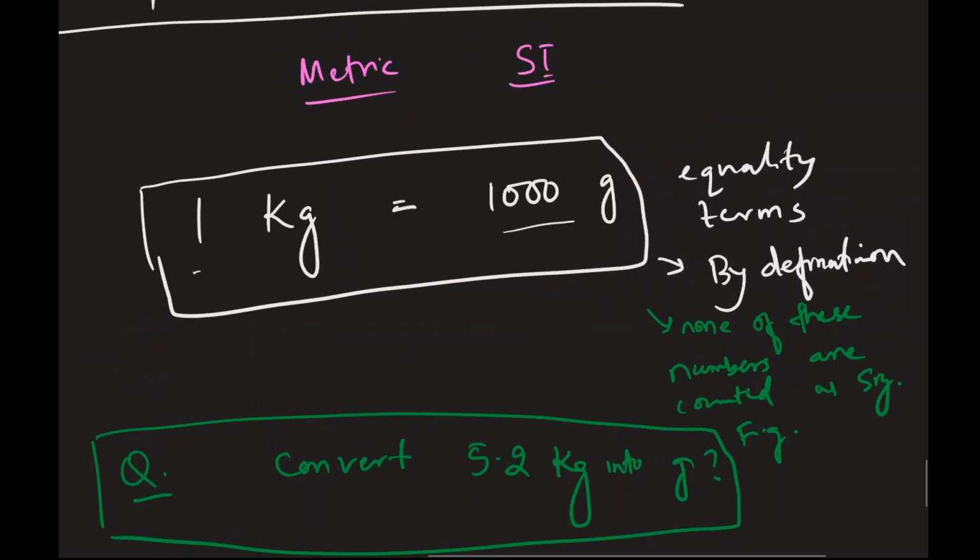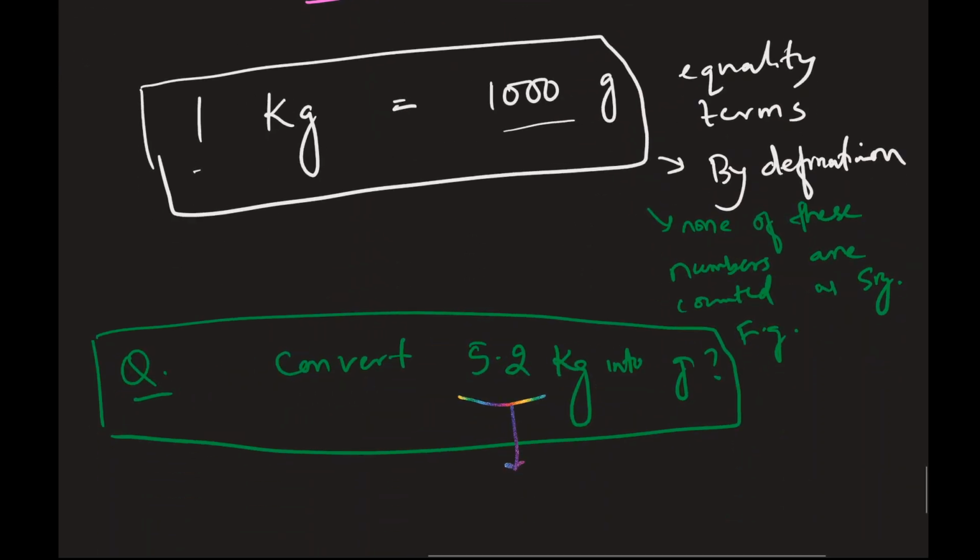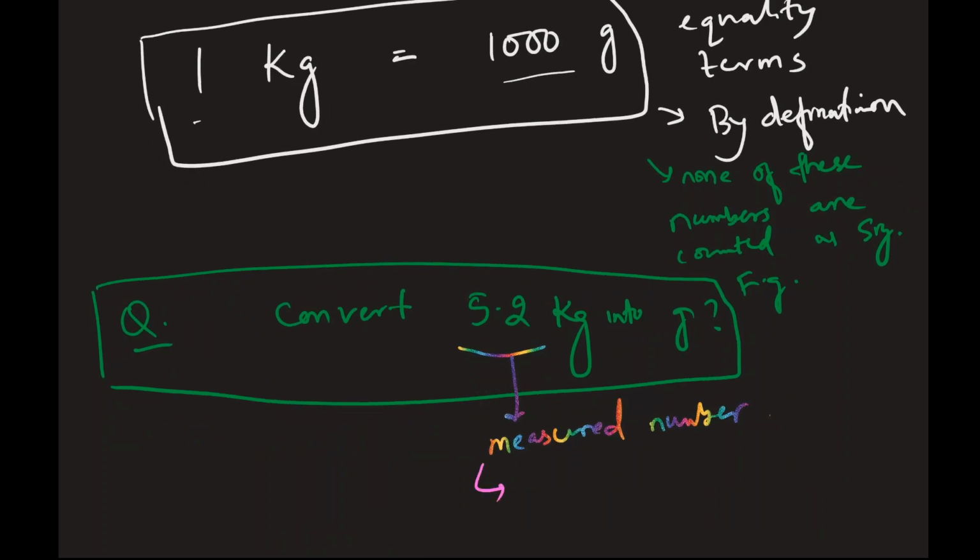In this question, the 5.2 kilogram is a measured number. You measured something. Let's say you measured the bag that you are packing for your holiday, and you want to take it as a carry-on on a flight. You measured that your bag weighs 5.2 kilograms. So this is a measured number, and if it is a measured number, it should have sig fig. How many sig fig do we have? We have 2 sig fig. Sounds good? This is a good recap.